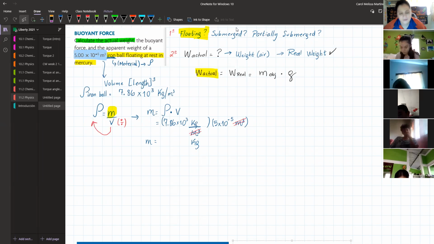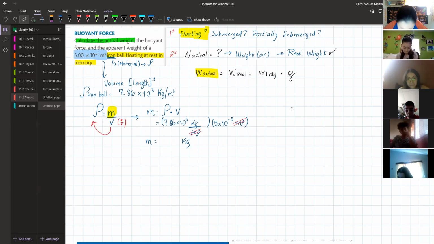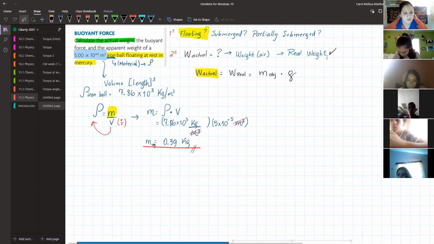How much do you get from that multiplication? 7.86 times 10 to the third power times 5 times 10 to the negative fifth power. 0.39. Okay. Now, this mass is the mass of the object, okay? The mass of the object, like that.